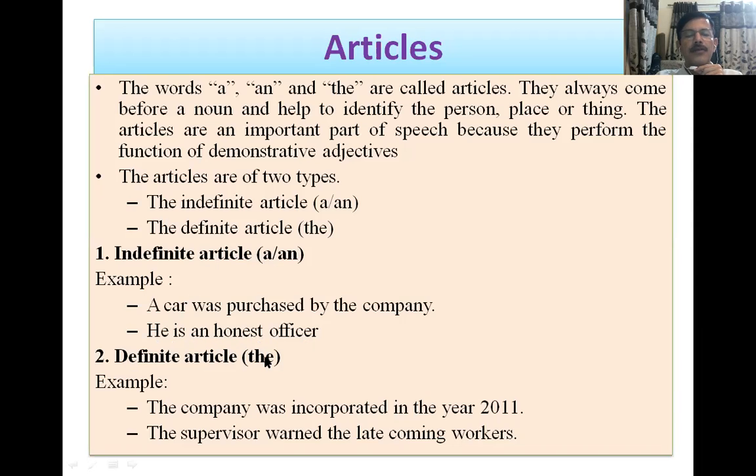Definite article denoted by the. Example, the company was incorporated in the year 2011. A particular company is a definite company in the year 2011. So you can use the article. The supervisor warned the late coming workers. Here, the means definitely those workers who are late comers. It refers only to those workers.